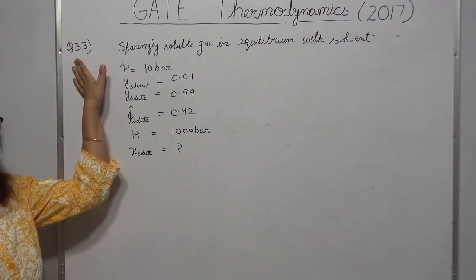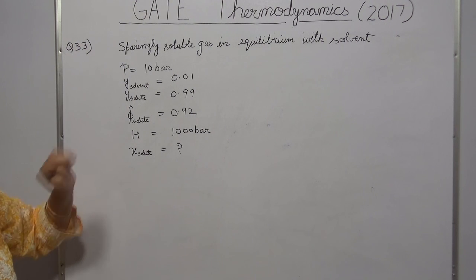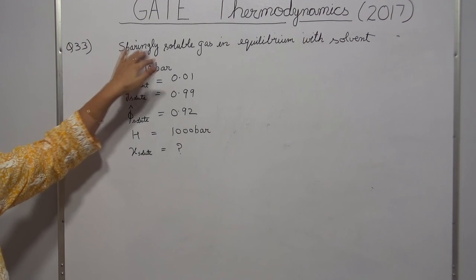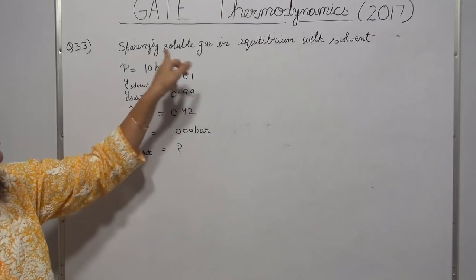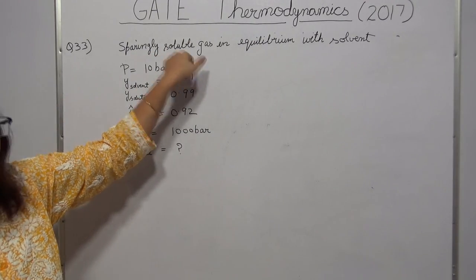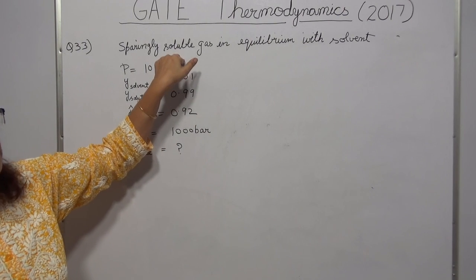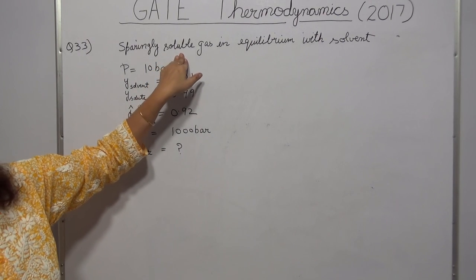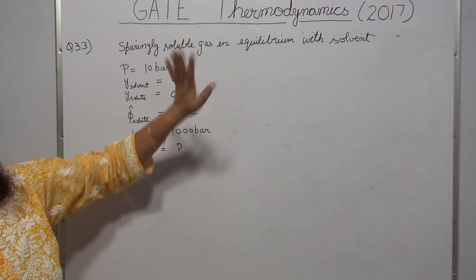This is question number 33, which appeared in GATE 2017 for 2 marks. It gives you that there is a sparingly soluble gas in equilibrium with solvent. When you see that it is a sparingly soluble gas, immediately you should remember that, because we are talking about mole fraction approaching 0, you have to apply your Henry's law.